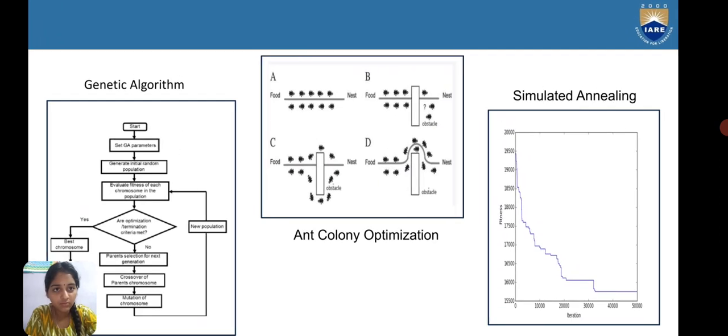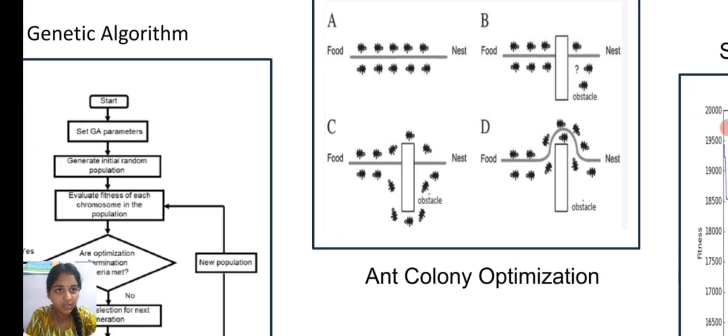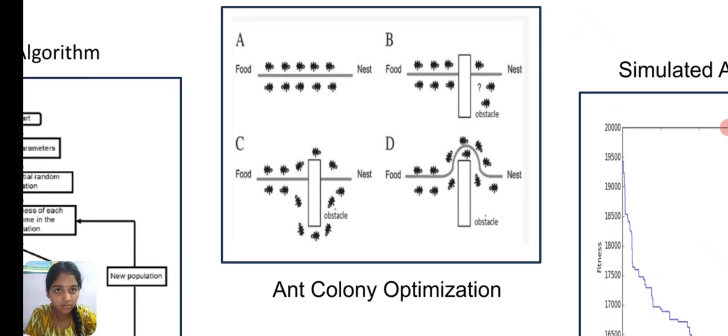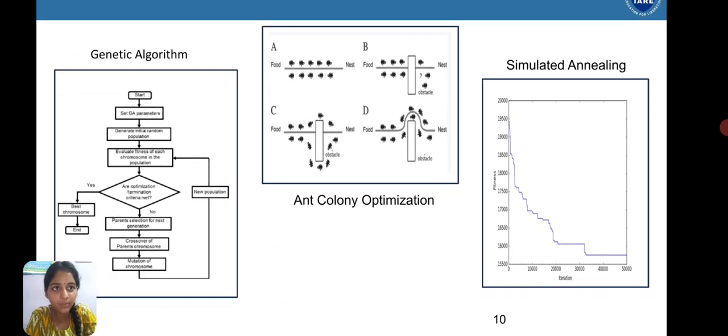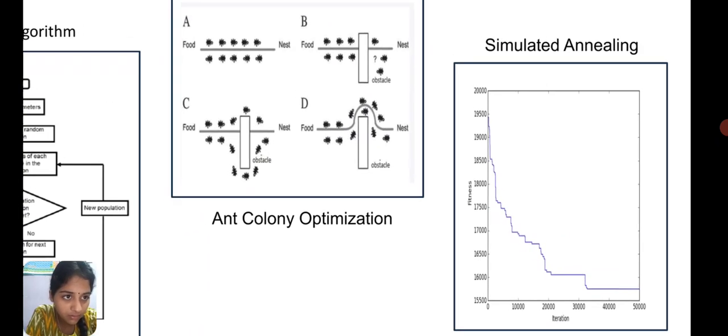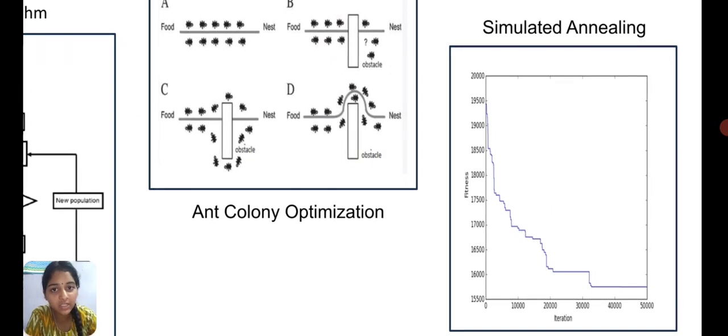chromosomes. And here you can see ant colony optimization, A, B, C, D. So ants go from food to nest in A. In B we can see ants traveling from nest to food where there is an obstacle. In C there is an obstacle but they can cross above it, and in D you can see there is an obstacle below the route of the food and nest. Here we can see the simulated annealing. The X-axis represents the iteration and the Y-axis represents the fitness.